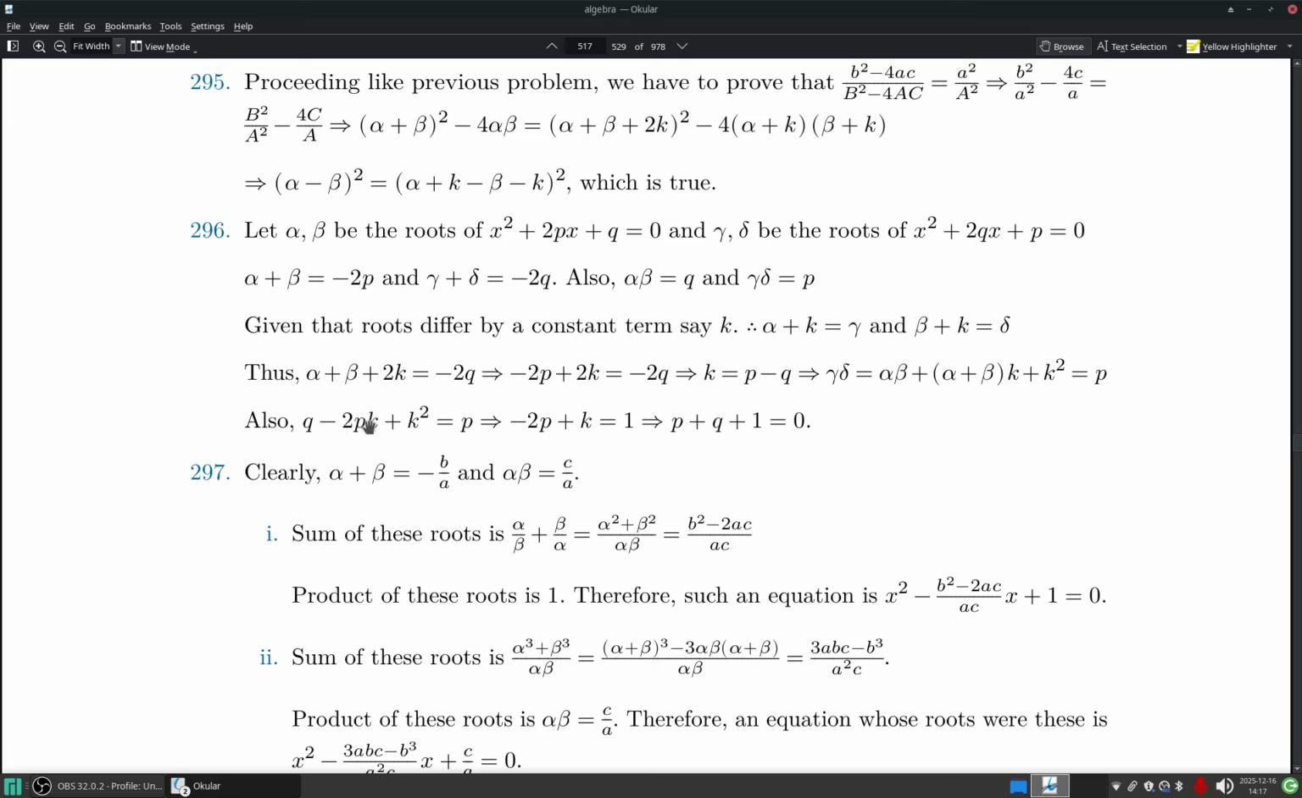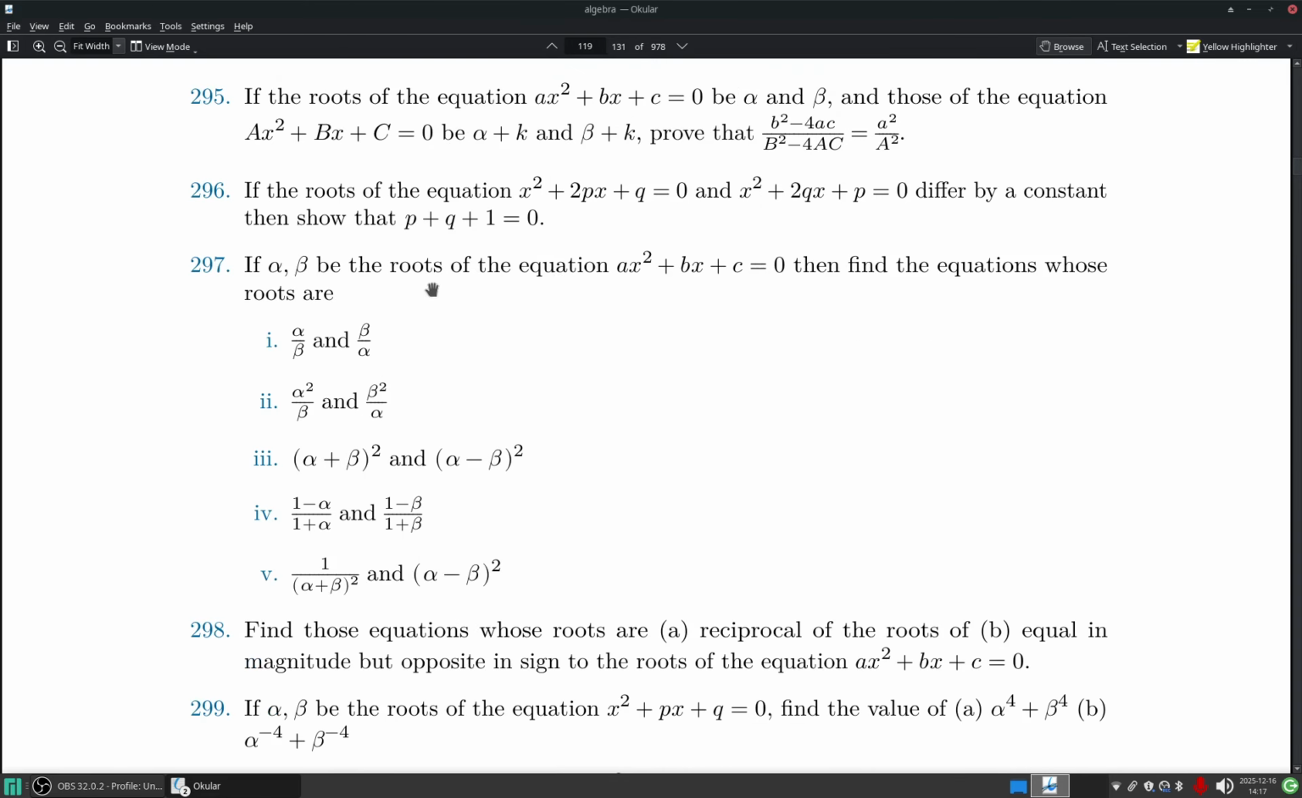So q minus 2pk plus k square is equal to p. That is, we have either minus 2p plus k is equal to 1 or p plus q plus 1 is equal to 0. So k would be equal to 1 plus 2p.